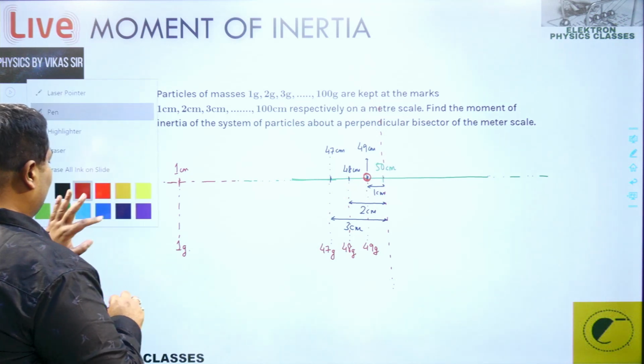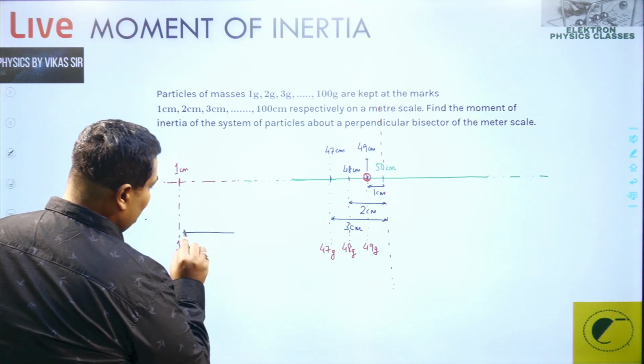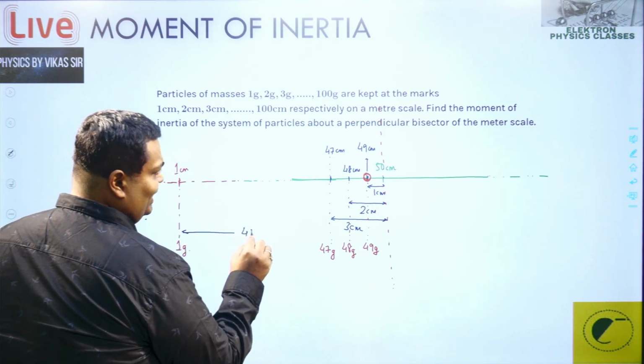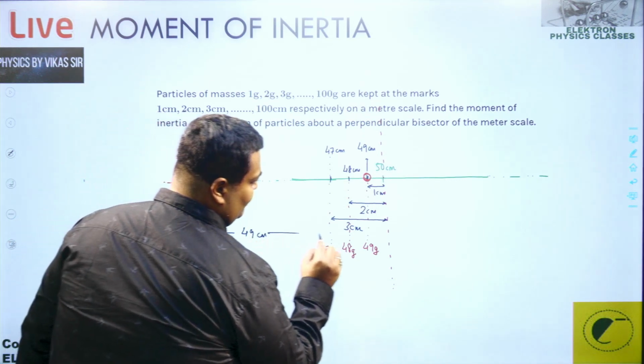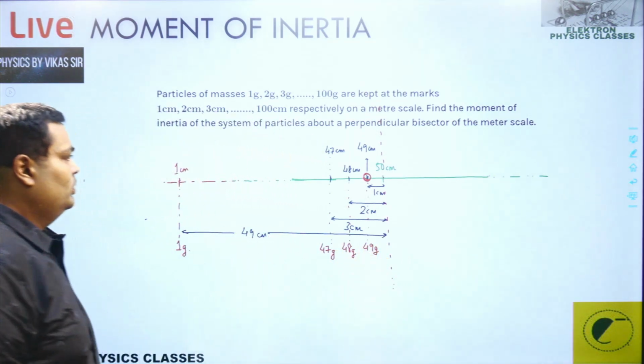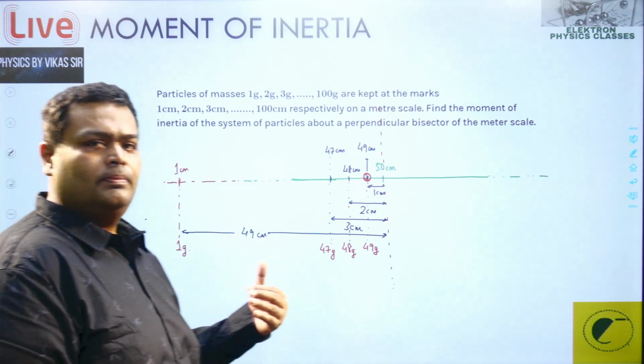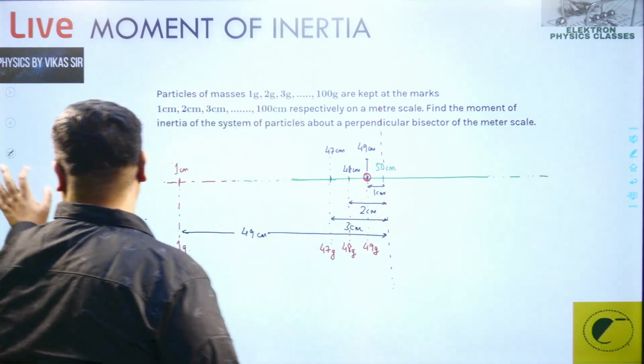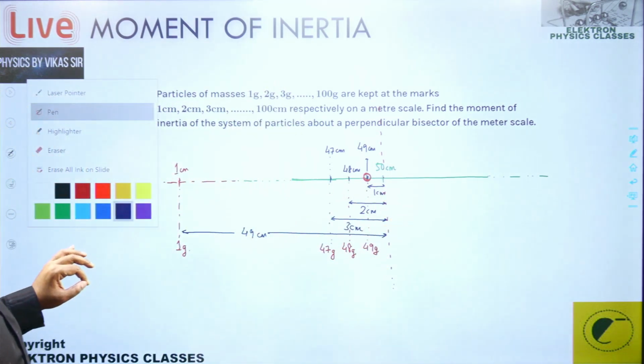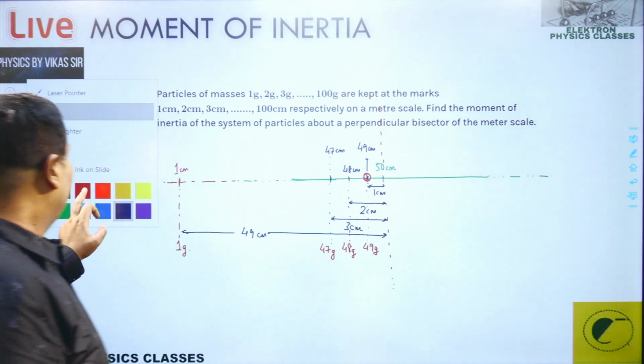And the distance of it from here will be how much? 49. That will be 49 centimeter from here. Like this. This is the left side arrangement. Now the right side arrangement. So let's check on the right side arrangement now.